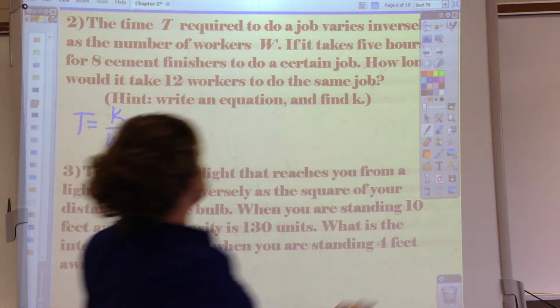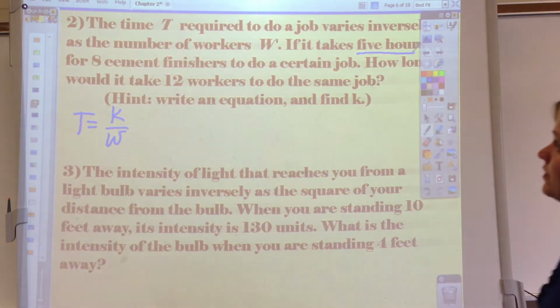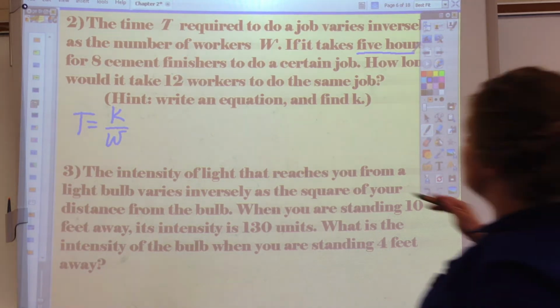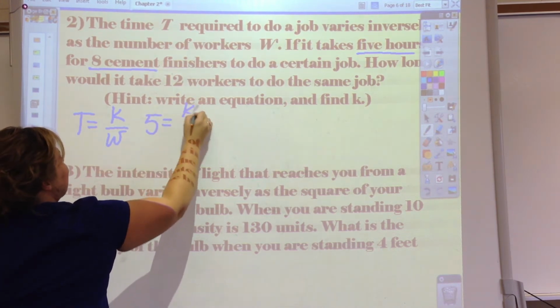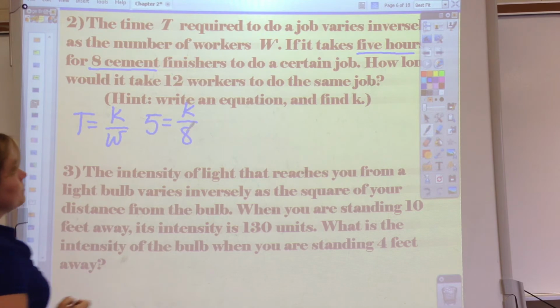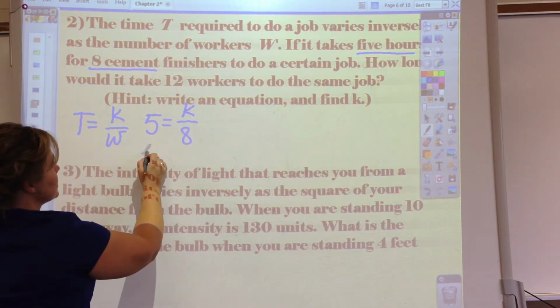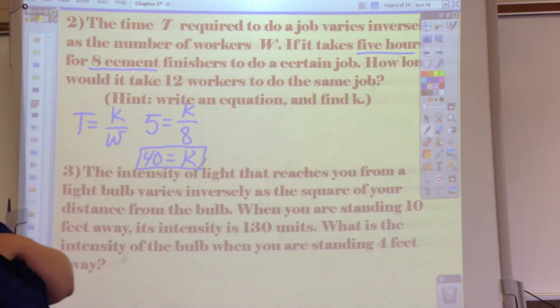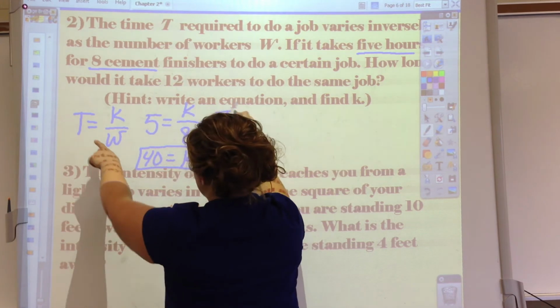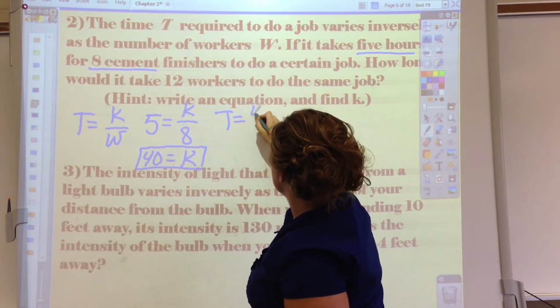Now it tells me if it takes 5 hours, that'd be my time, for 8 cement finishers, that'd be my workers, to do a job, and it asks me a question: how long would it take 12 workers to do the same job? So first, before I can solve anything, I need to find K. So I'm going to plug in 5 for time and 8 for W. To solve for K, I multiply both sides by 8, and I end up with a K value of 40.